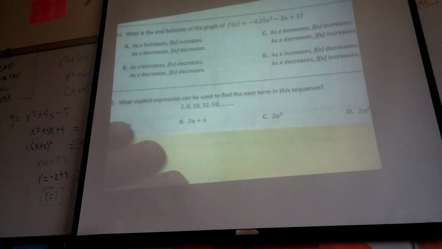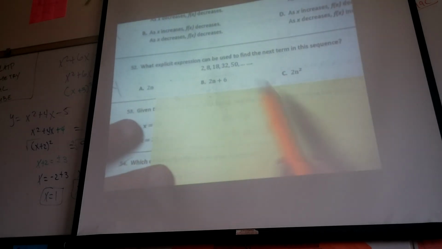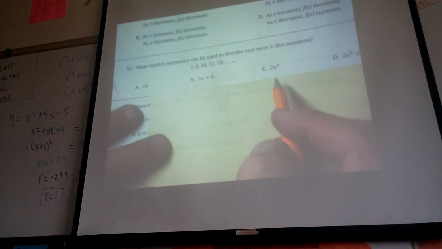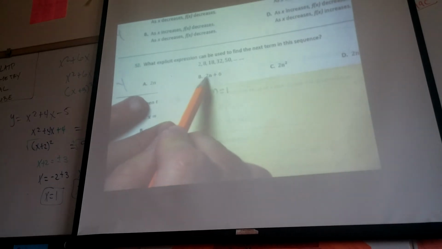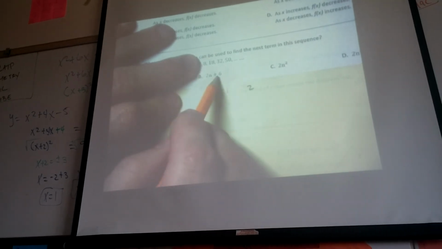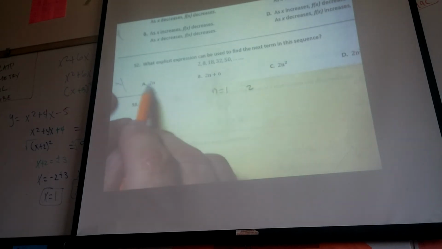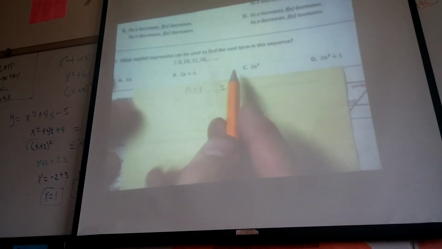Okay. On number 52, what's going on here? Well, let's say n were 1. 2 times 1 is 2, plus 6 is 8. Now n is 2. 2 times 2 is 4, plus 6 is 10. So it can't be this one. So I'm trying to put different numbers in here to see if they give me these here. Look at this one here.